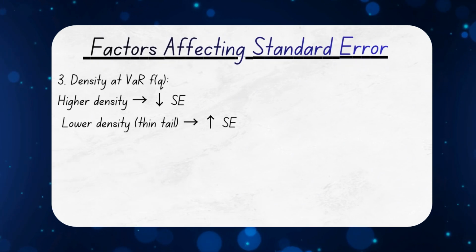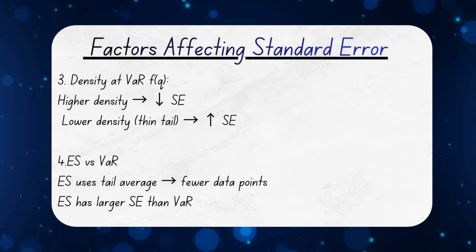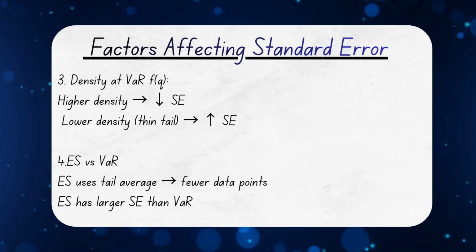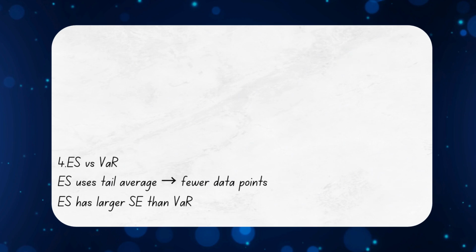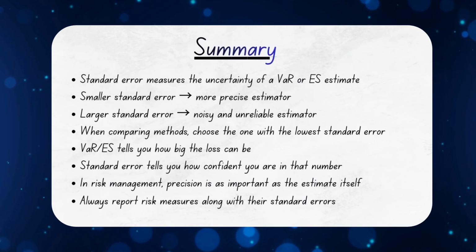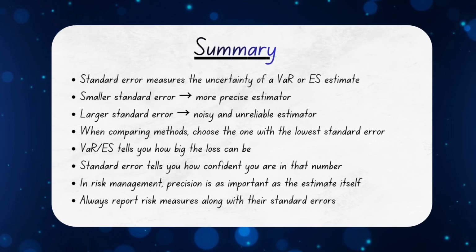Third, if the density around the VaR point is low, meaning fewer observations in that region, the estimate becomes more volatile. And finally, expected shortfall usually has a larger standard error than VaR because it uses only extreme tail losses and averages them, which makes it even noisier. So when evaluating estimators, smaller standard error means a better, more reliable risk measure.